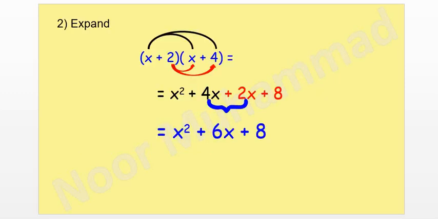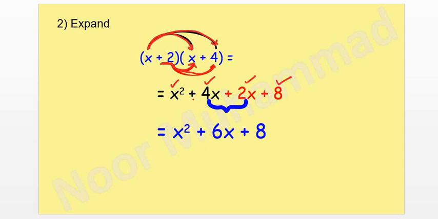Here is question number 2 from the exercise. It says expand. So let's start expanding it, or multiplying it. Now when you multiply x with x, what are we going to get? We are going to get x squared. Then x with this positive 4 will give us positive 4x. Then it's the turn of this positive 2. Positive 2 times this x will give us positive 2x. And then this positive 2 times positive 4 will give us positive 8. Right? 2 times 4 is 8.